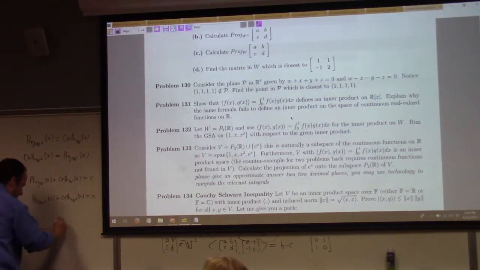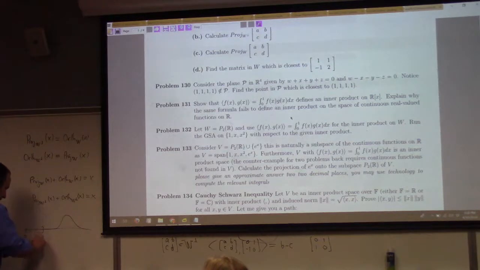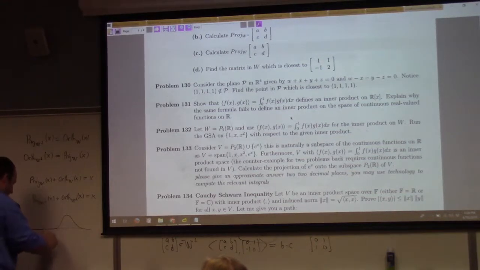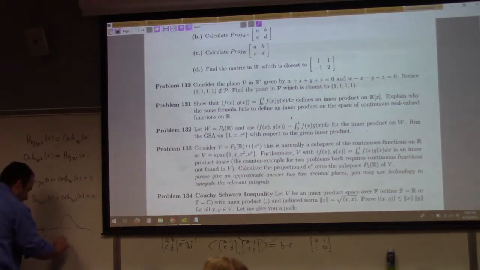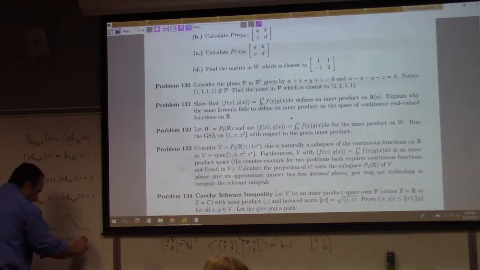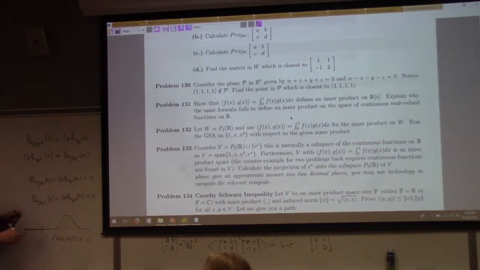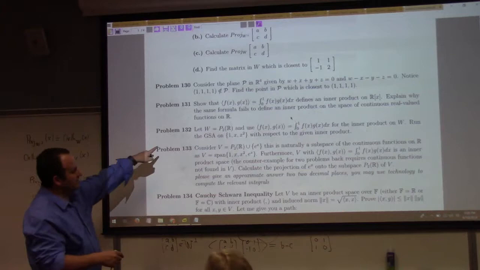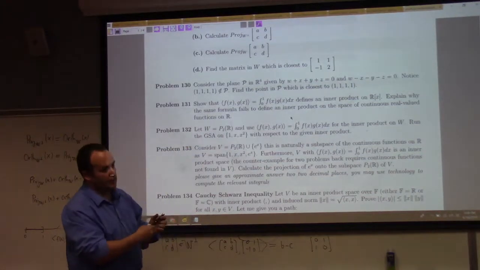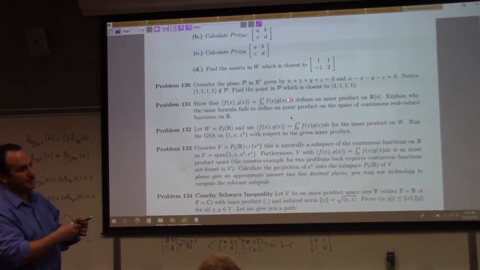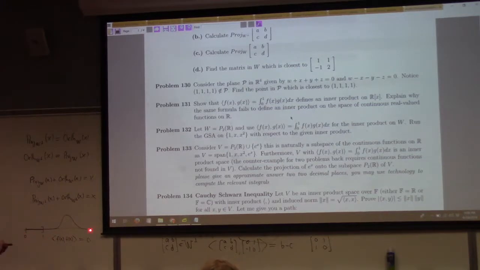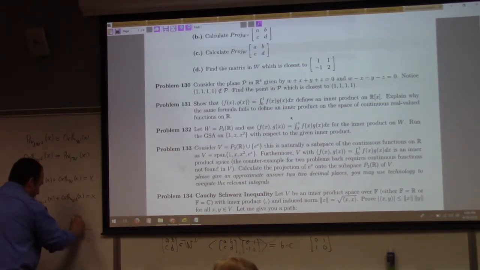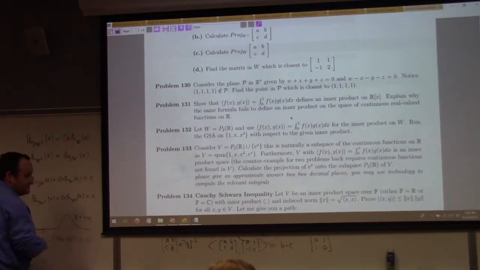I mentioned this in class. They're continuous everywhere, and identically 0 between 0 and 1. So this would be the graph, with f of x, with my definition, equal to 0. The inner product of this function would be 0 with respect to that inner product, right, in problem 131. And yet, if this is the graph of the function, is that the 0 function? It is not.